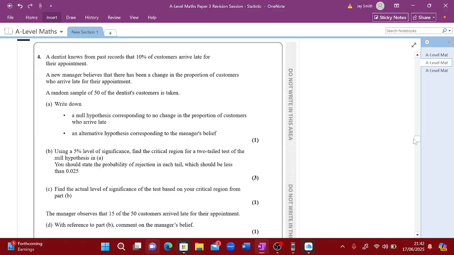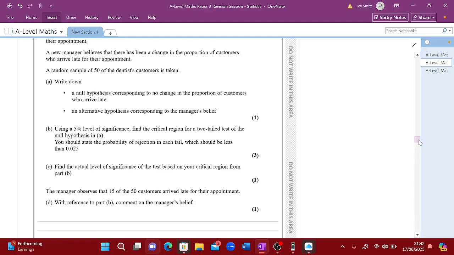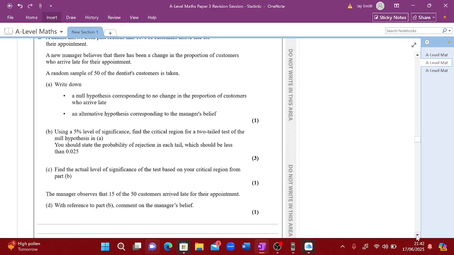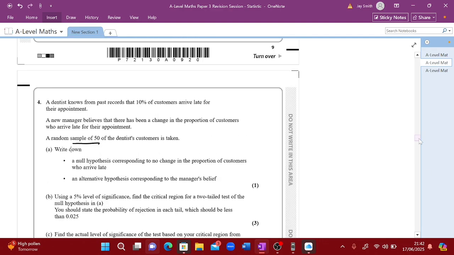A dentist knows from past records that 10% of customers arrive late to their appointment. A new manager believes there's been a change in the proportion of customers who arrive late to their appointment. A random sample of 50, so I'm going to highlight the numbers. Sample of 50, that's giving me the N, how many trials. We're also told 10% were late, so I bear that in mind.